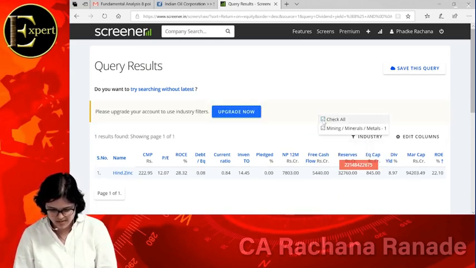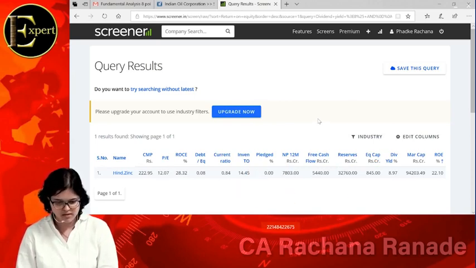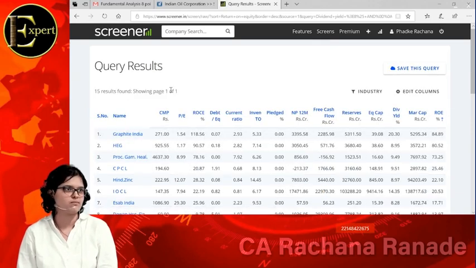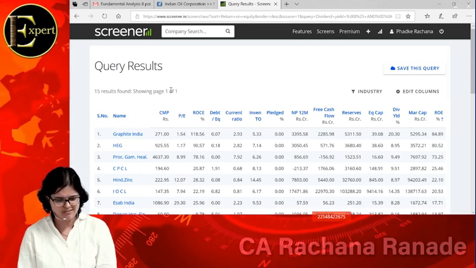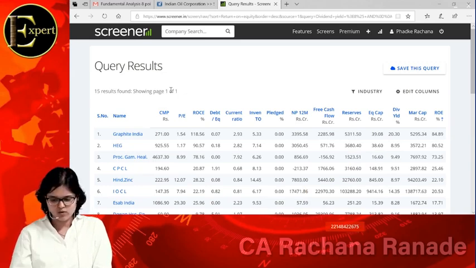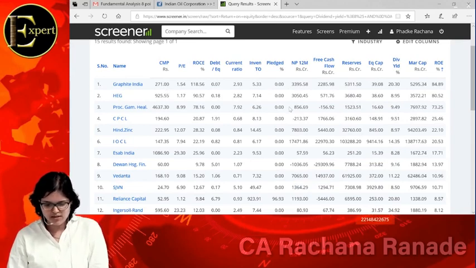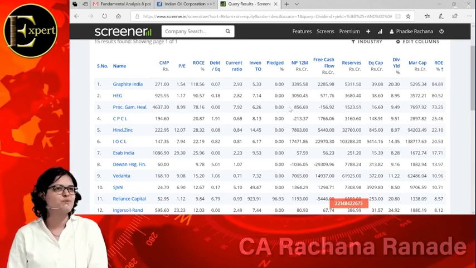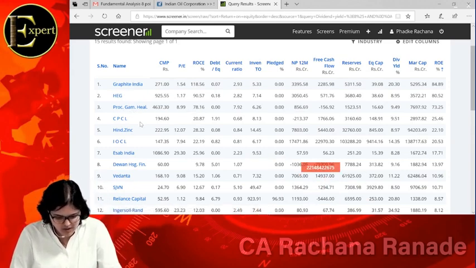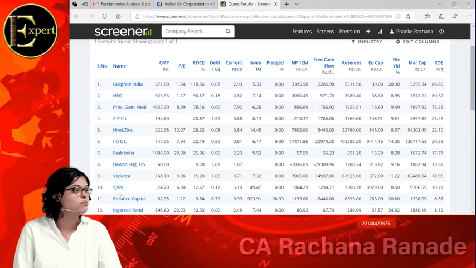Check all. Maybe without latest? Oh, okay. So now, thanks. So now here you can see all those companies whose dividend yield is greater than 8%. See, my job is so easy. Here you can get Graphite India, HEG, Procter and Gamble, the entire list. You know, this SJVN, Satluj Jal Vidyut Nigam Limited.